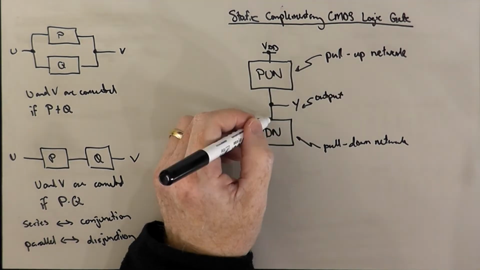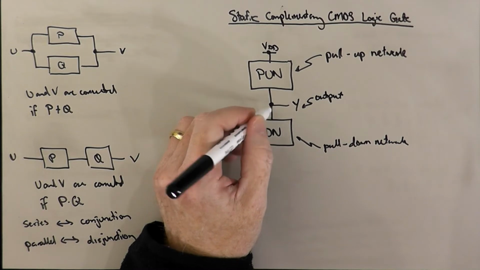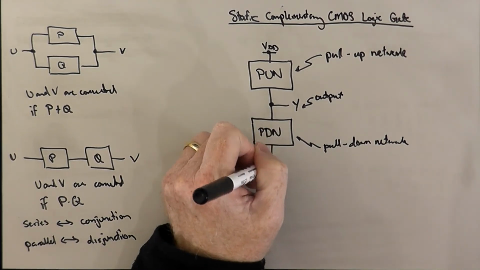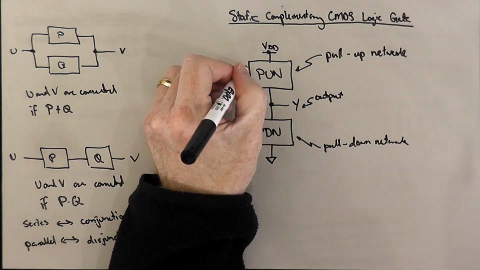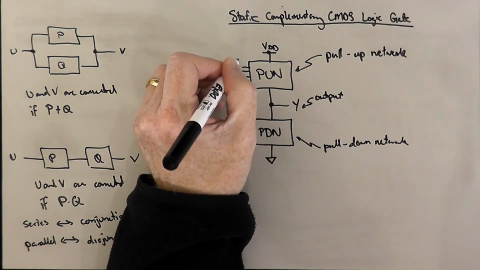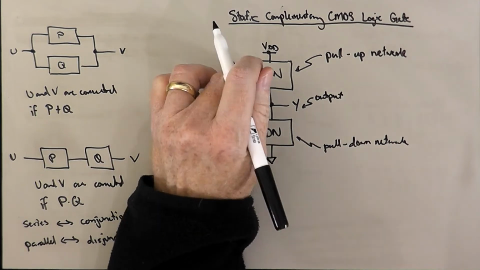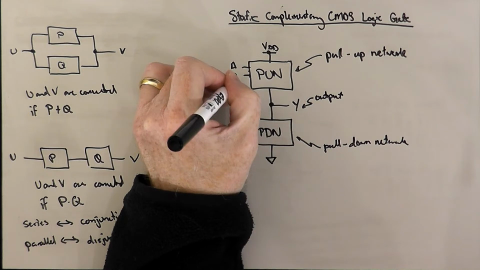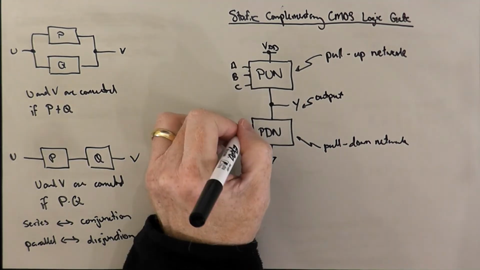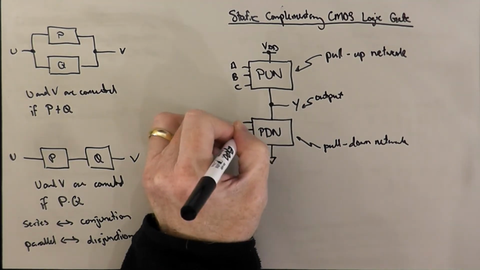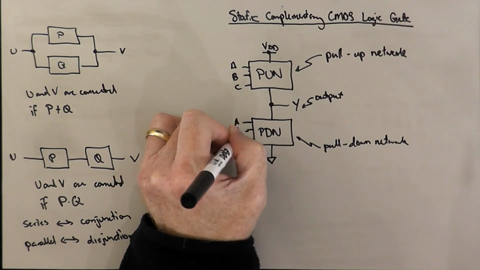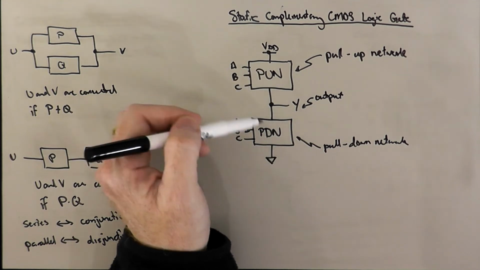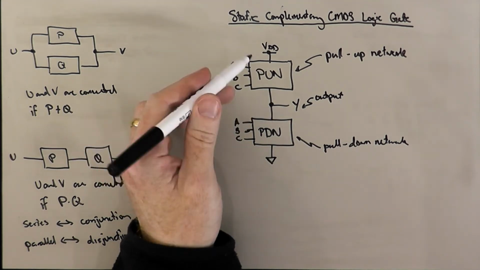And one end of the pull-down network is also connected to the output of the gate. Then the bottom of the pull-down network is connected to ground. And we've got some inputs that come in here: A, B, C, and the same inputs go into, in general, the pull-down network: A, B, C. And so this is the structure, or the topology, of a generic CMOS logic gate.